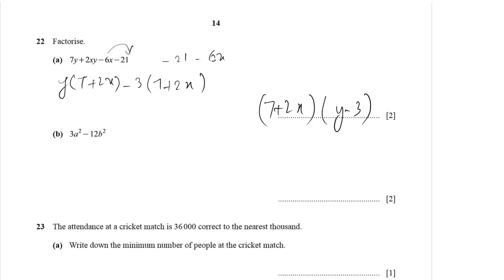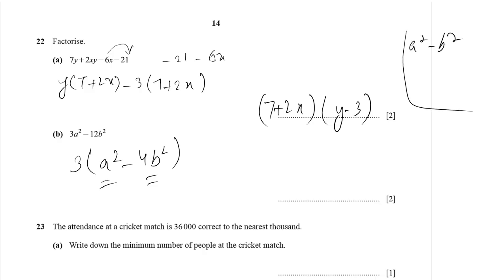This might be using an identity. First of all, factorize 3, you will get a square minus 4b square. Now, this is a square, this is a square. So, as per your identity, a square minus b square is equal to a plus b and a minus b. So, my final factorization would be 3, a plus 2b and a minus 2b.